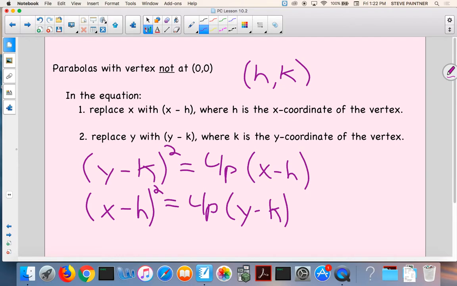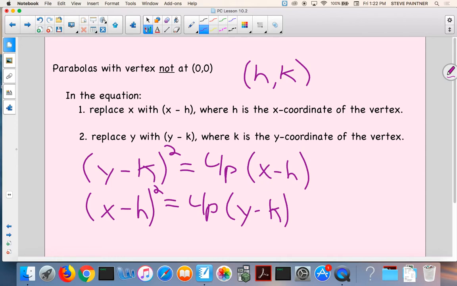Instead of y squared, we have y minus k. Instead of x, we have x minus h. And that's going to shift the vertex of our parabola up k and to the right h. How do we feel about those equations? Pretty good? Okay.